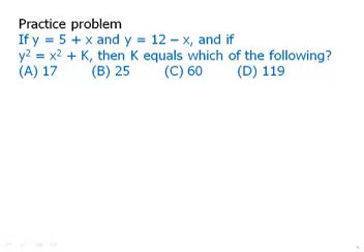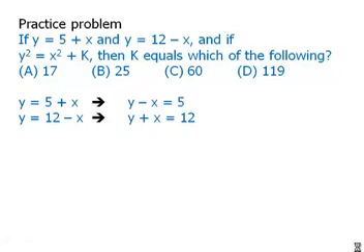Okay, so let's think about this. Let's start out with these first 2 equations, y equals 5 plus x and y equals 12 minus x. We rewrite a little bit. We see what we're given here is what y minus x equals and what y plus x equals. So that's interesting. Hold on to that for a moment. Then we want to know what k equals.